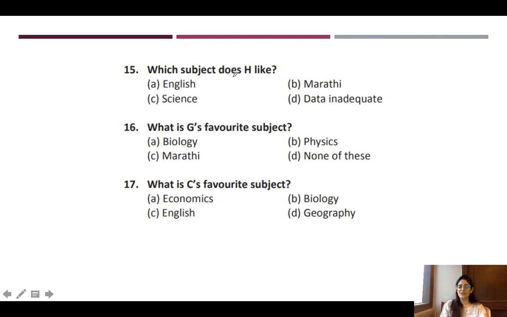Which subject does H like? So H likes English and that is the answer. Then what is G's favorite subject? You can see that G's favorite subject is math and it is not given in any options. The correct option would be none of these. What is C's favorite subject? C's favorite subject you can see is economics, so option A.